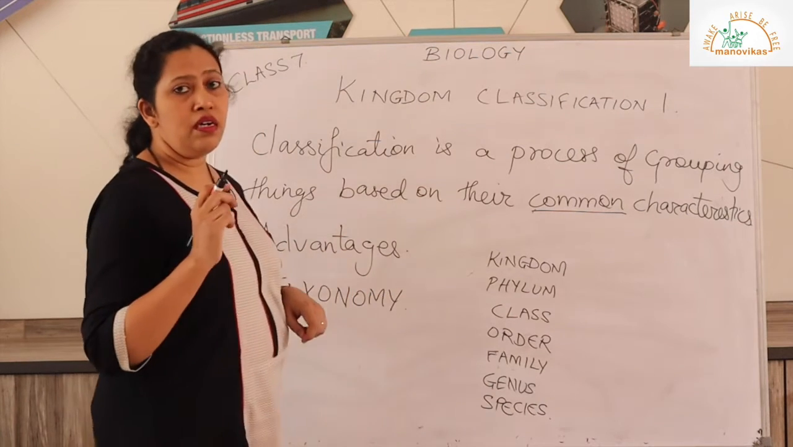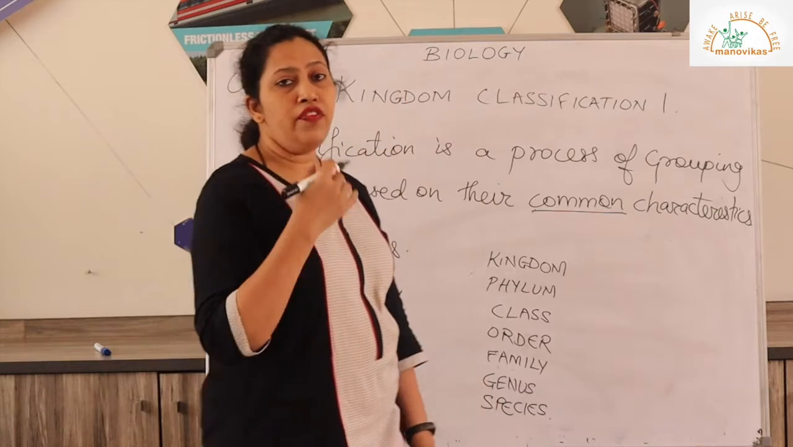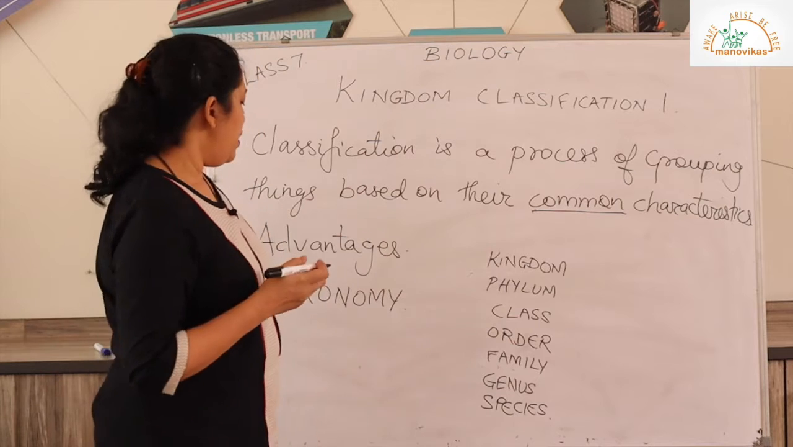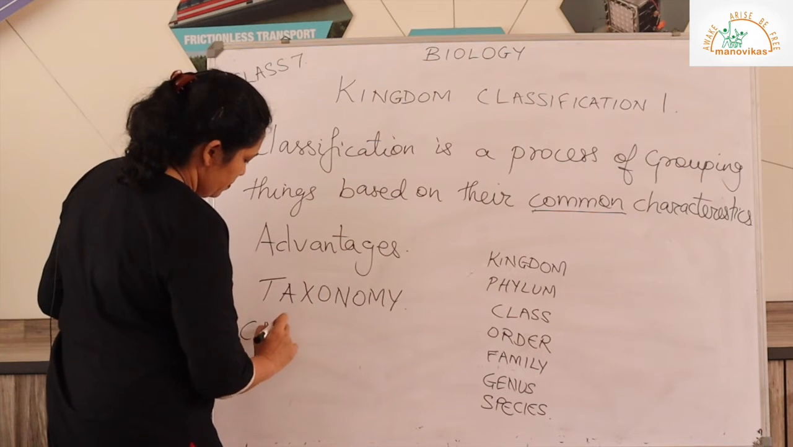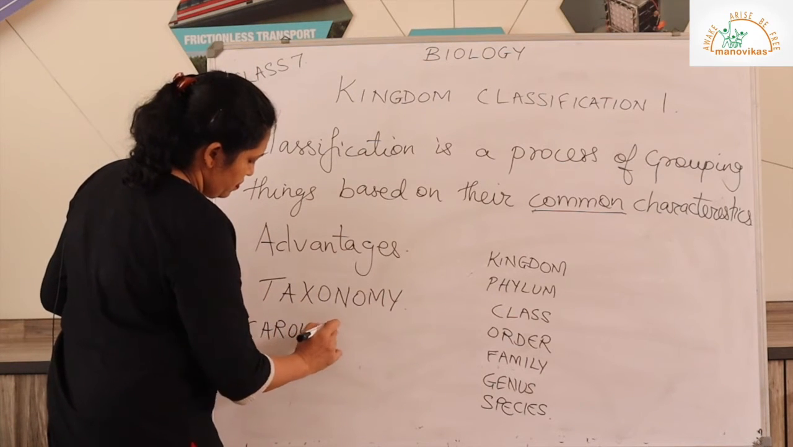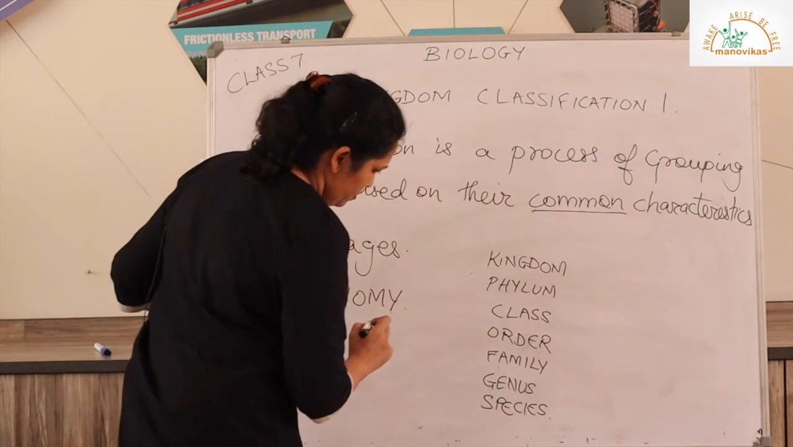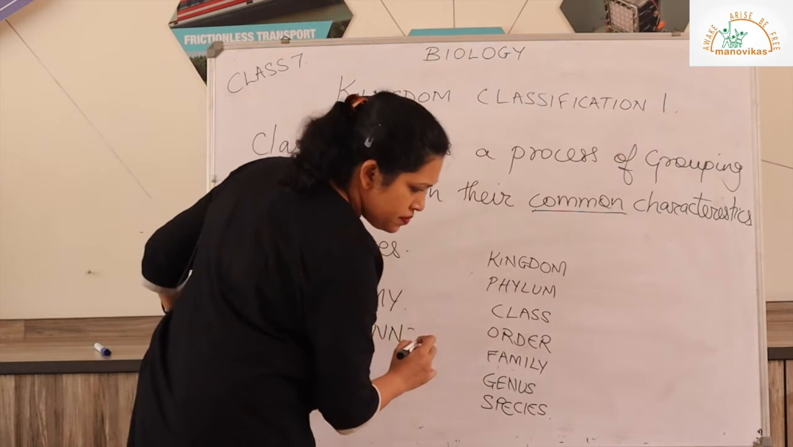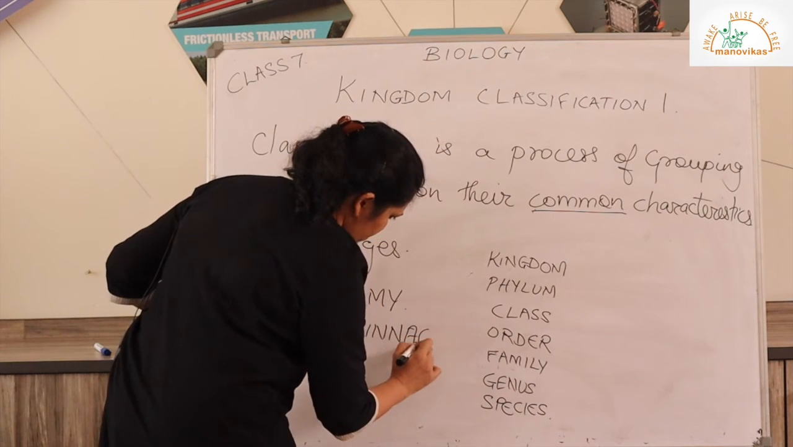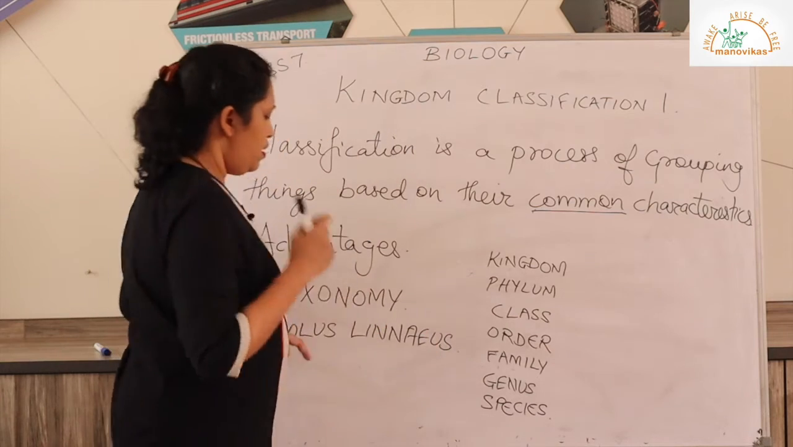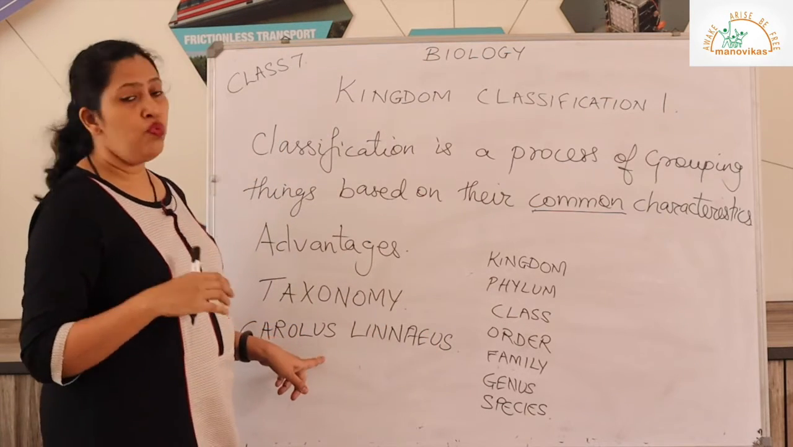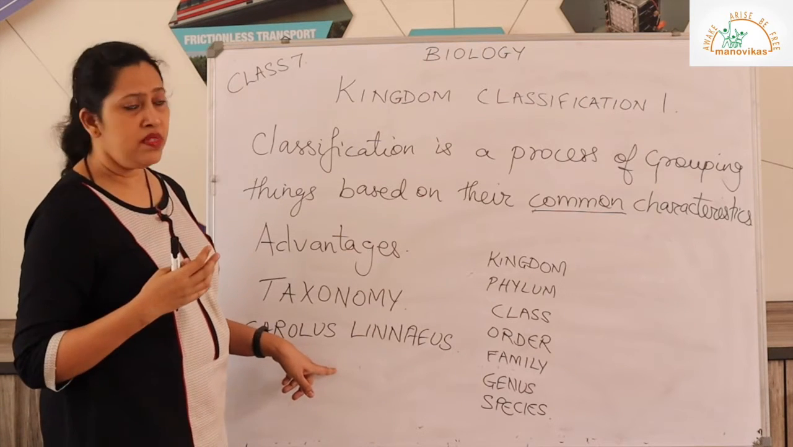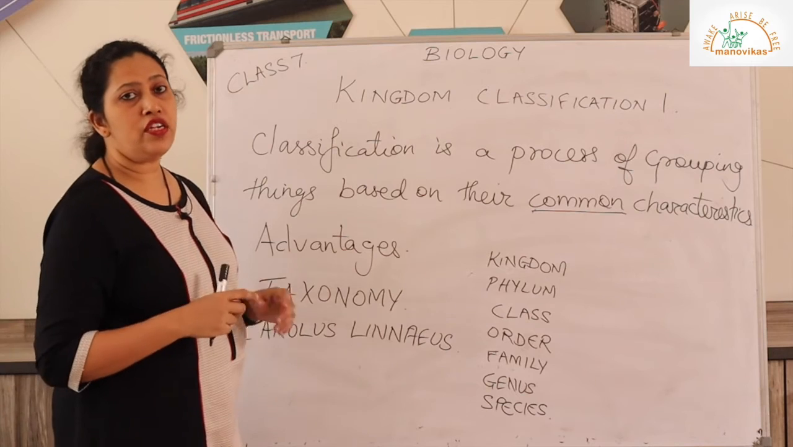And a Swedish botanist gave the naming of animals and plants. He is Carolus Linnaeus. He is the person who started with the classification of plants and animals and first with the microorganisms. Therefore he is called the father of taxonomy.